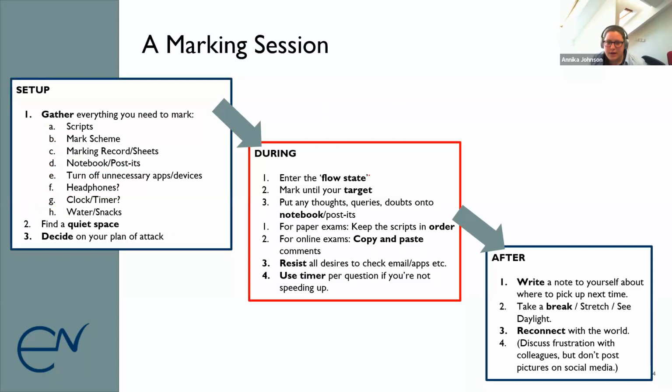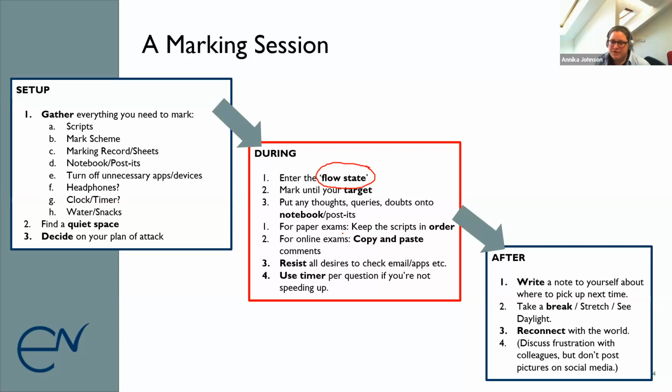During the session, I borrowed this from some professional services colleagues. This is how they run the admissions to the universities. They talk a lot about getting into the flow state. So you concentrate on one particular task that's quite repetitive, but for a fixed period of time. I think that fits very well with how we've spoken about marking question by question. And try and just keep going until your target. Any problems and issues you come up with, put them in your notebook, put them on the post-it notes. You can revisit them in a little while.